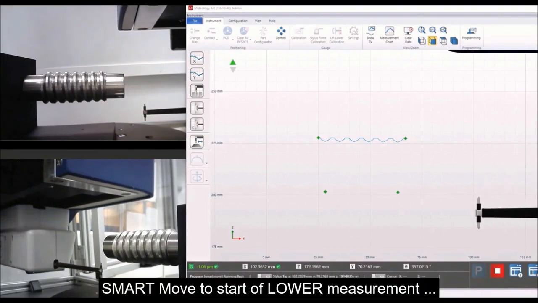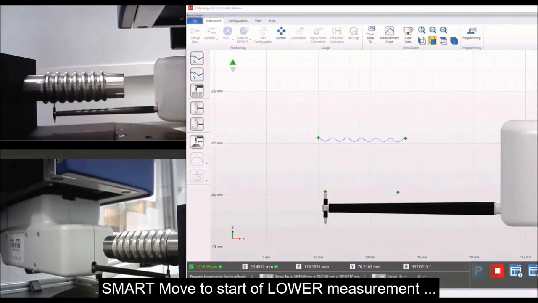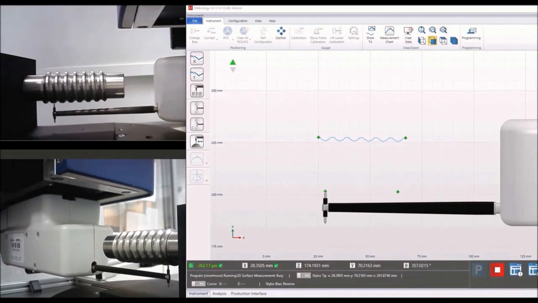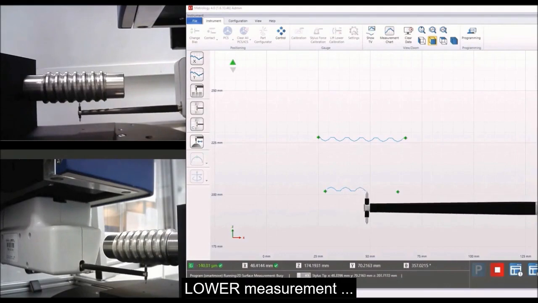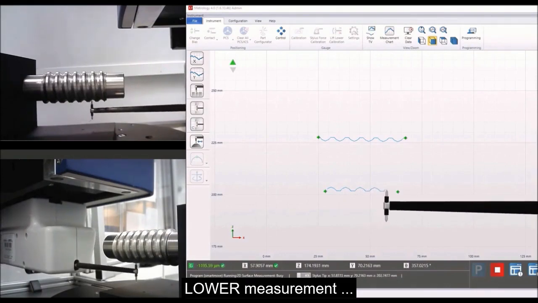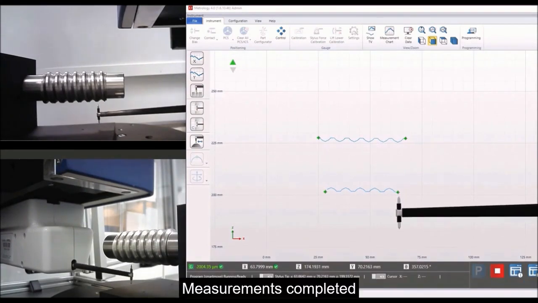And SMART Move occurs again, taking us to the start of the lower measurement. The lower measurement takes place. The stylus moves off. And the measurements are now completed.